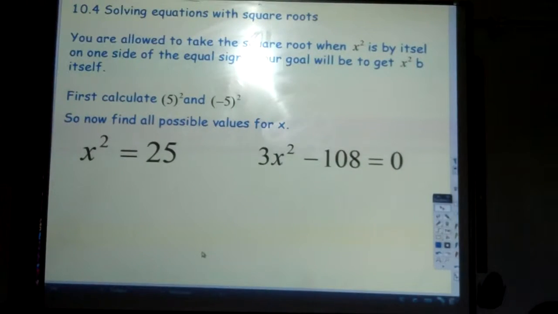Hello. Today we are going to be solving equations with x squareds in them, meaning that we will have to take the square root. Please feel free to watch this video as many times as you like and make sure you write down the notes and pause it if you need to.